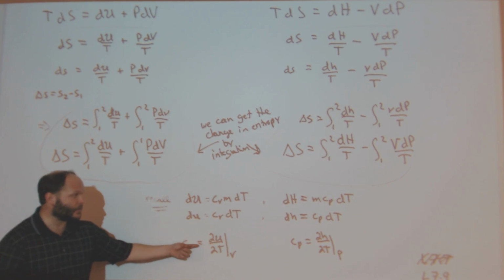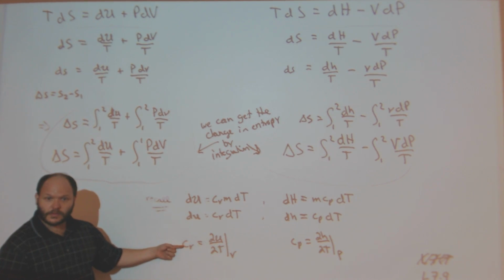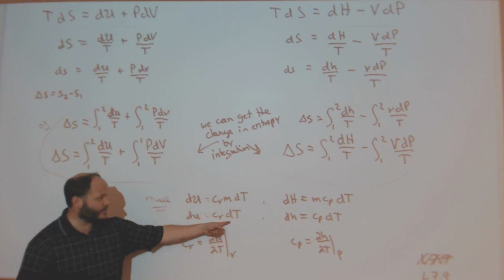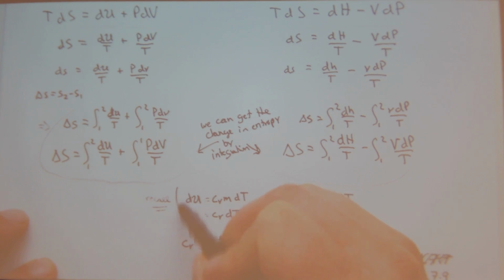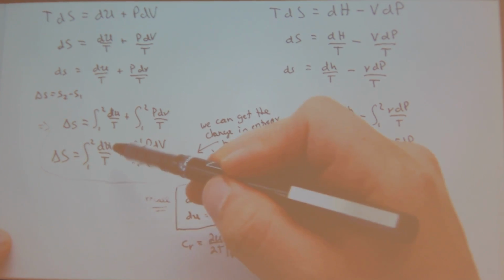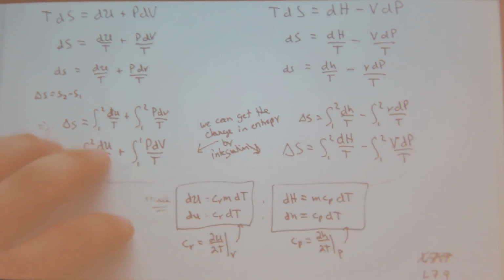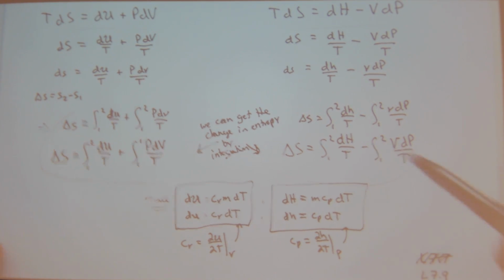So here I just integrate both sides. I end up getting a delta U, integrate both sides by change in temperature. So we go from this to these. Okay, so given that we know this, we have expressions for the internal energy as a function of temperature, and we have expressions for the change in enthalpy as a function of temperature. So let's look at the entropy change.